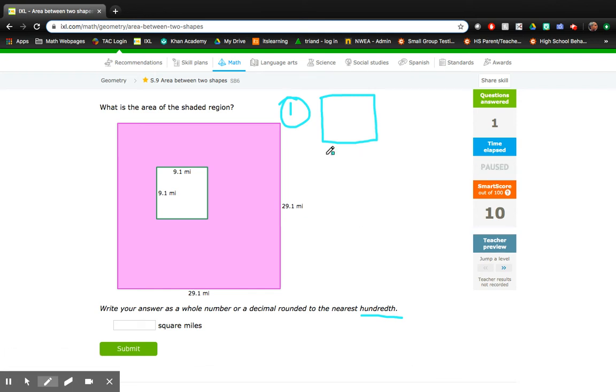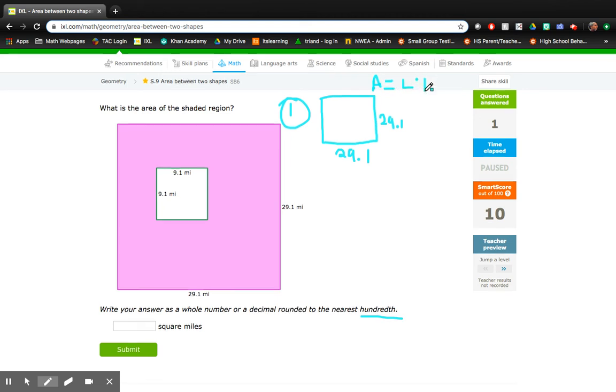Okay, so let's look at the measurements of this outside figure. It is 29.1 by 29.1, so it is a square. And don't forget that we can find the area of all rectangles and squares by just multiplying length times width. So if I want to find the area of this square, I can just multiply 29.1 times 29.1.